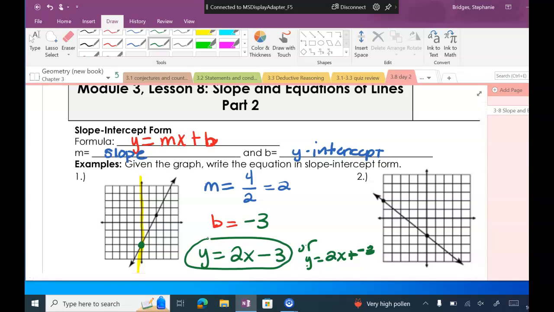So if you will, take a minute and do number 2. Find your slope, find your y-intercept, and then plug those values into our equation.